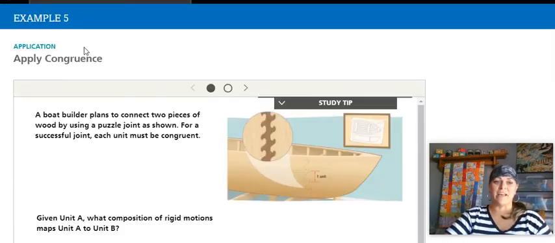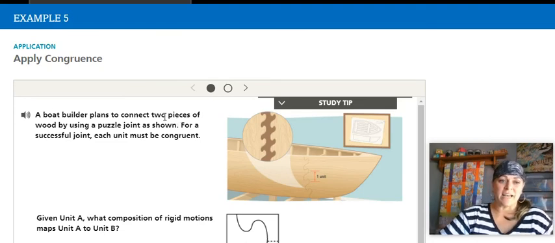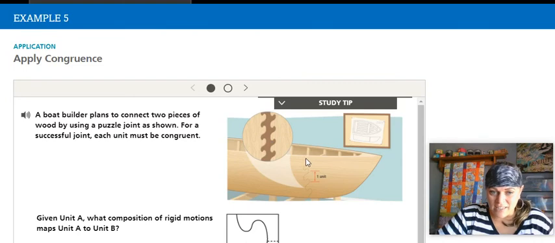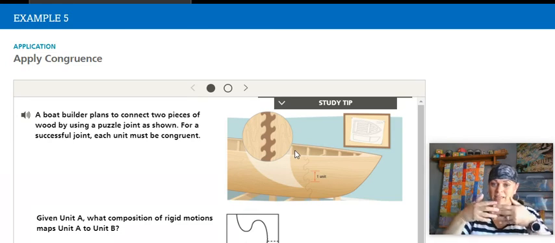Okay, example 5. Applying this congruence. So a boat builder plans to connect 2 pieces of wood by using a puzzle joint. It actually looks like this. You can see the zigzagging of it. And it keeps the water out. So it kind of fits together almost like groove and teeth, and it slides in perfectly like that. Okay.